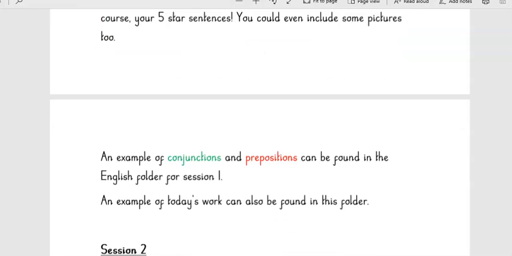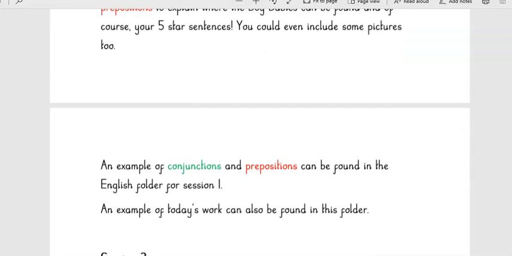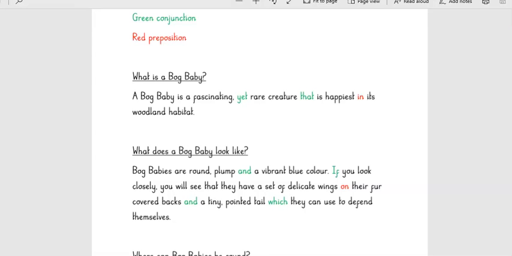What we've also got for you though is an example of work that you could do, or something similar to this, and that's also in the English folder. So have a look at this, I'll talk you through it. As you can see, I've colour-coded my conjunctions in green to help you see that those are conjunctions that help link different parts of our sentences together. And I've colour-coded prepositions that I've used in red. Remember, prepositions tell you the position of something, so where something is.